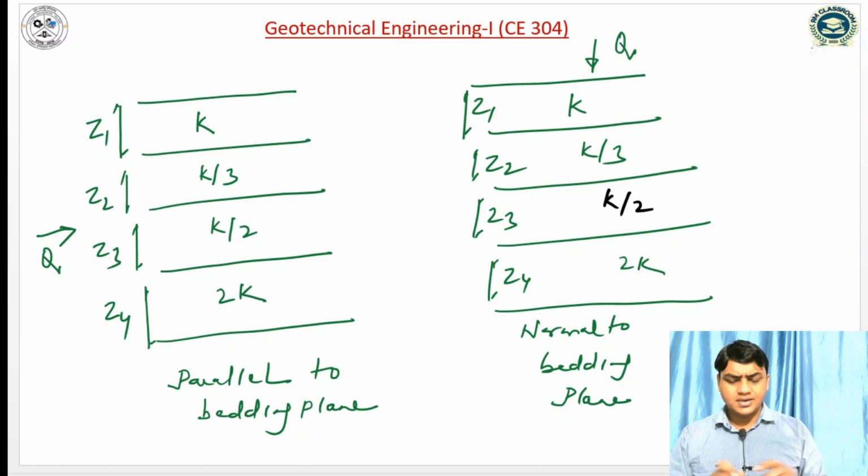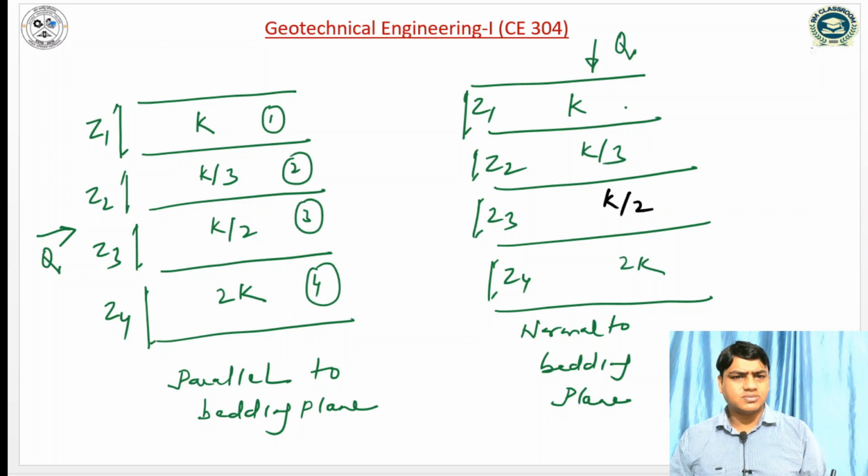So we can see that once the flow is in horizontal direction, and the second one the flow is in vertical direction. And let us assume the coefficient of permeability of layer first. This is layer first, layer second, layer third and layer fourth. Similarly, this is layer first, second, third and fourth. And in the question it is given the coefficient of permeability of second, third and fourth layer is 1/3, half and twice the coefficient of permeability of first layer.